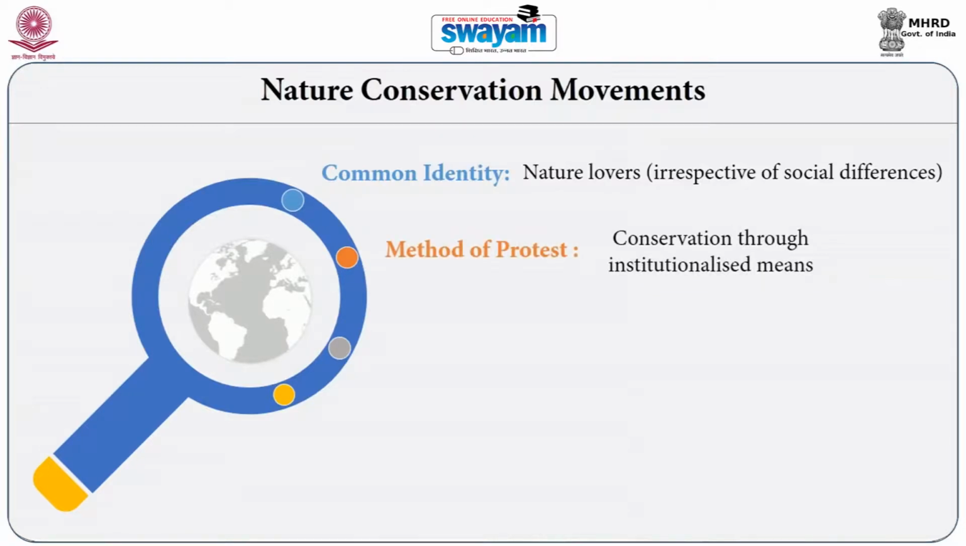And what are the methods of protest of these kinds of environmental movements? These environmental movements or nature conservation movements mostly work for conservation through institutionalized mechanisms. So these conservation based movements mostly work with the state, they work with policy making, and they try to lobby and act as pressure groups to put pressure on the state to come out with more conservation oriented policies.